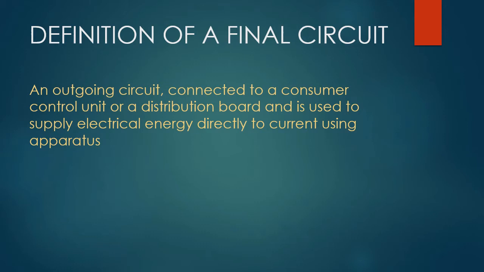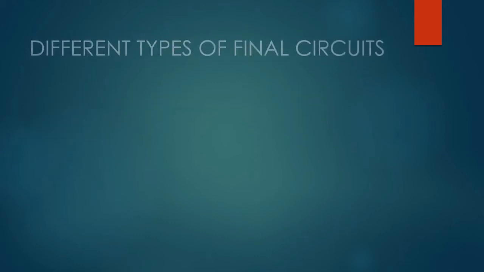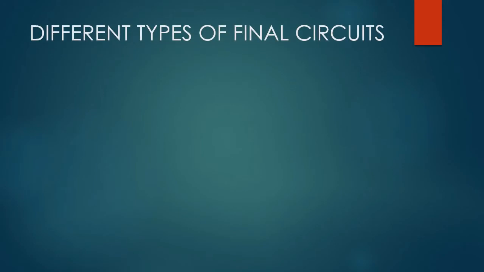Next, we are going to discuss the different types of final circuits. Now that we have understood what a final circuit is, we are going to discuss the various types that we have. The first type of final circuit is the lighting final circuit.